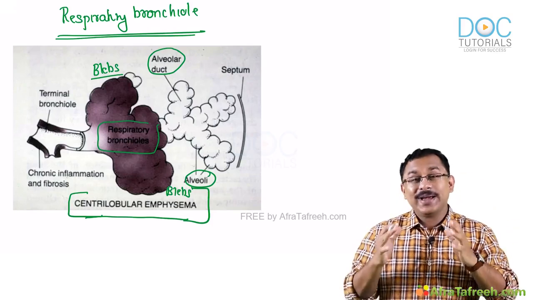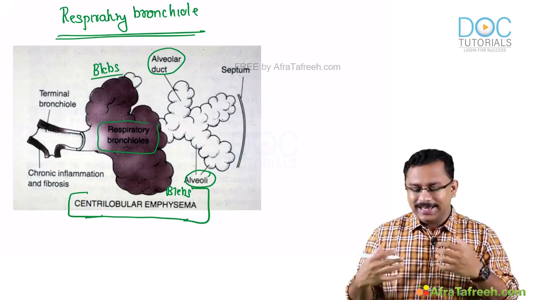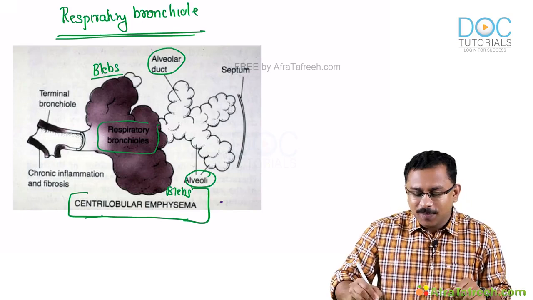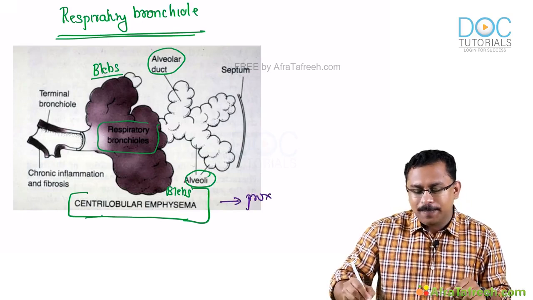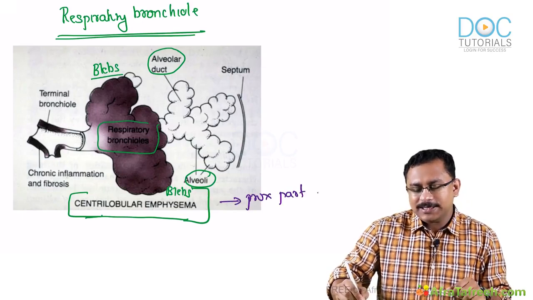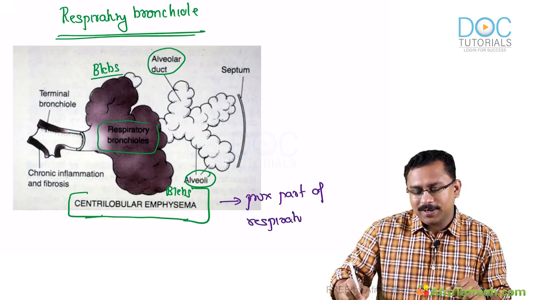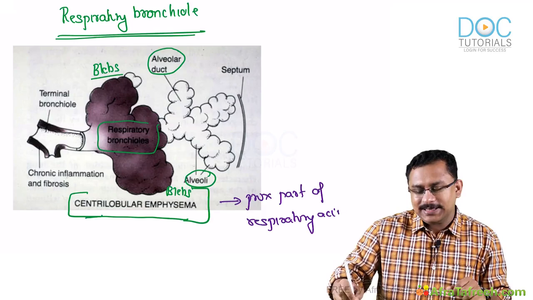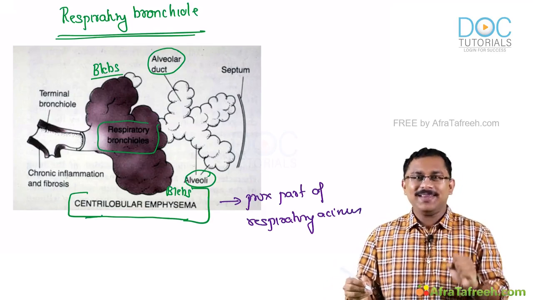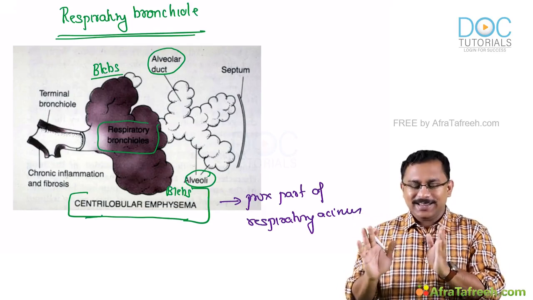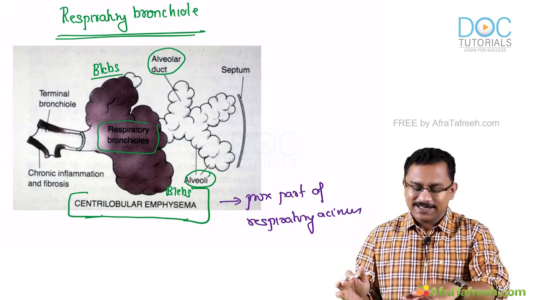So will you agree with me if I say that in case of centri-acinar emphysema, it is predominantly the proximal part of the respiratory acinus that is involved? Proximal part of the respiratory acinus is involved. Agree with me? Okay. So the distal part is relatively spared. This is called a centri-lobular emphysema or a centri-acinar emphysema.